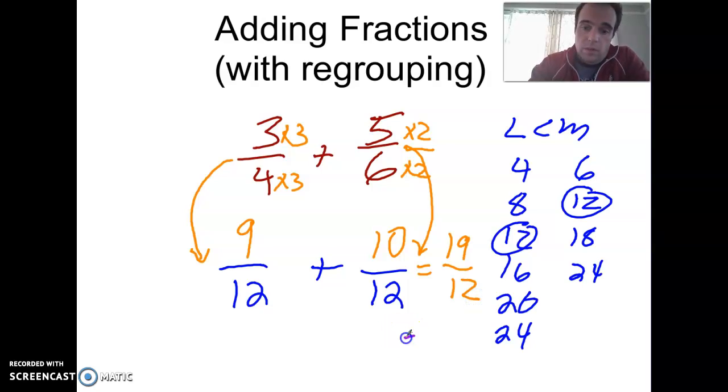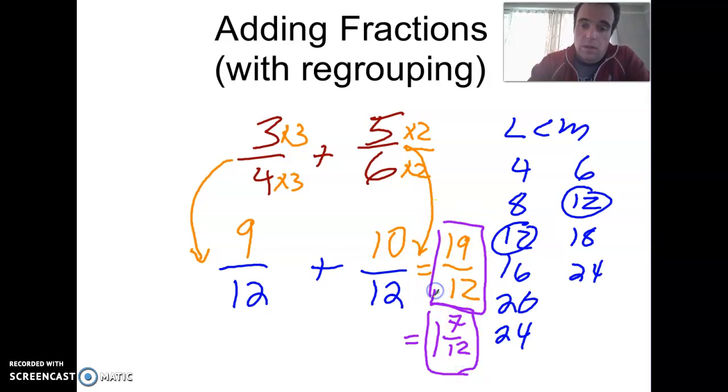We can then convert that to a mixed number. 12 goes into 19 one whole time, with 7 leftovers out of 12. It's always worth checking for simplification, but in this case that is a simplified mixed number and a simplified improper fraction. Both would be okay, depending on the situation.